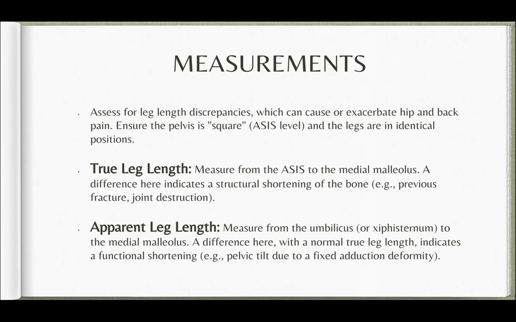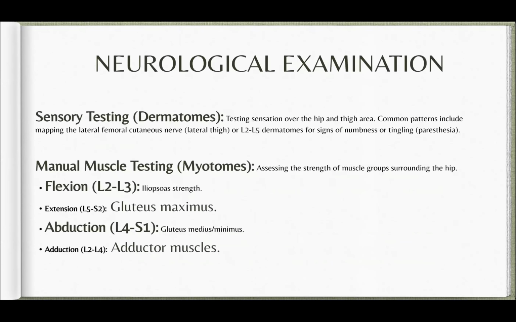Apparent leg length: measure from the umbilicus or xiphisternum to the medial malleolus. The difference here, with a normal true leg length, indicates a functional shortening, generally seen with pelvic tilt due to a fixed adduction deformity.